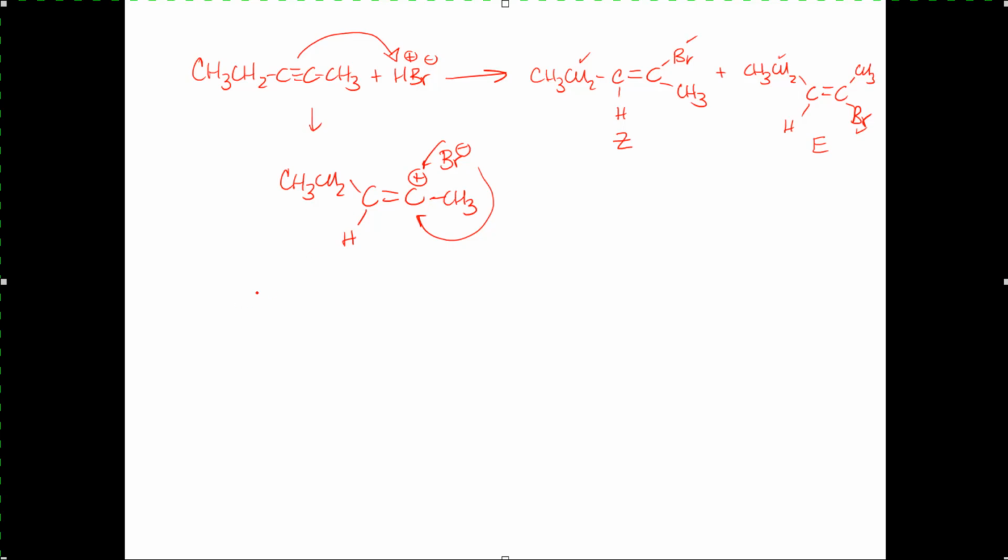carbocation. But you could also imagine adding the H plus to the carbon on the right, where we would then form this secondary vinylic carbocation, and then again the bromine could come in and add to this side. It could add to that side, so that we would end up with the CH3, CH2 with the bromine bonded here.